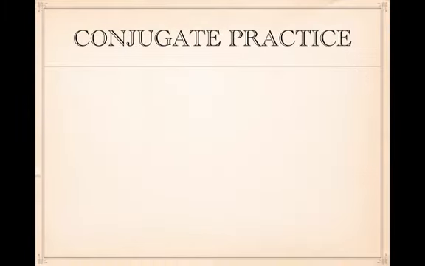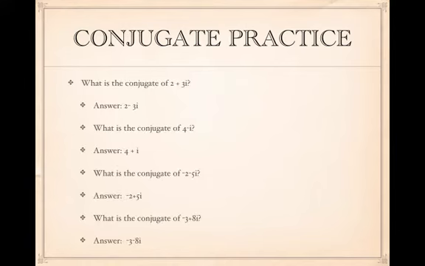Okay, so let's just practice identifying conjugates first. So here are some complex numbers and their conjugates. Okay, so the conjugate of 2 plus 3i would be 2 minus 3i. Conjugate of 4 minus i would be 4 plus i. Okay, so just that imaginary part changes.